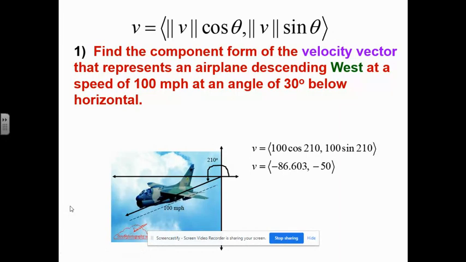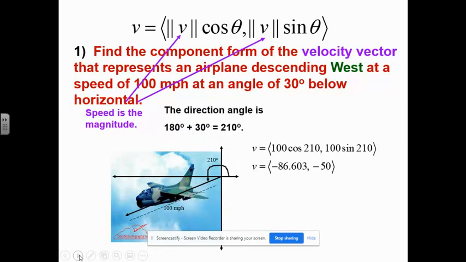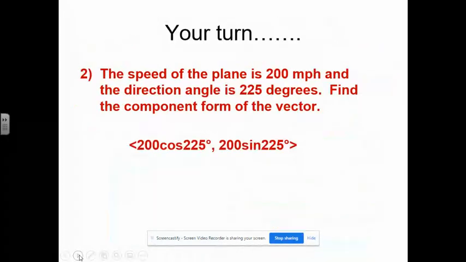If the speed is 100 miles per hour and your direction angle is 210, then your velocity vector would be 100 cosine 210, 100 sine 210. You would just use your calculator, although this is a special angle. You can see right here that you have your velocity vector in component form. Again, your magnitude is the speed, and your direction is that 180 to get you to west, plus 30, which makes the direction angle 210. That's where your direction angle goes, and you do that in the calculator.